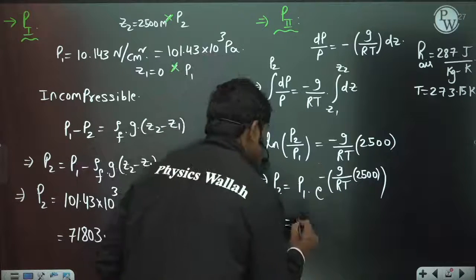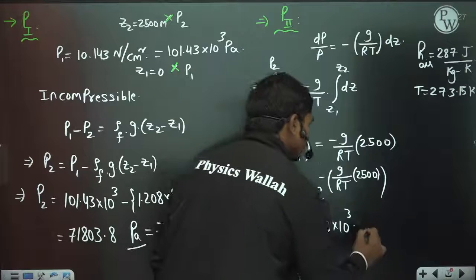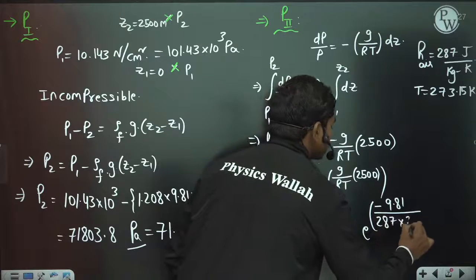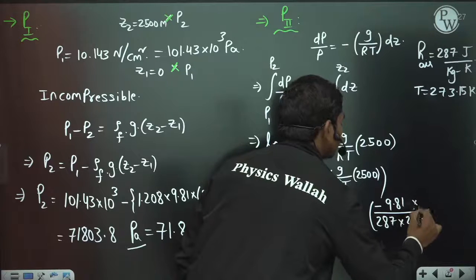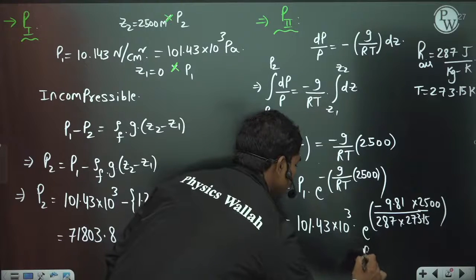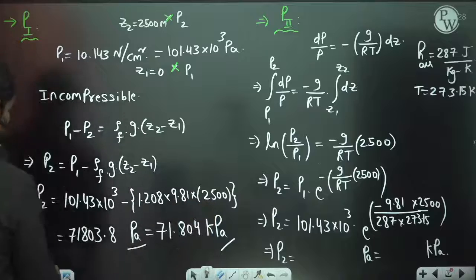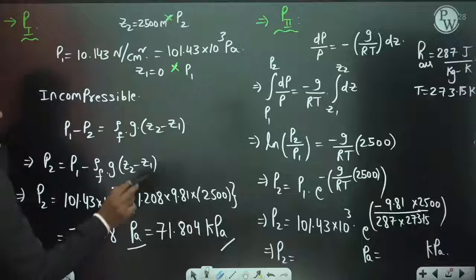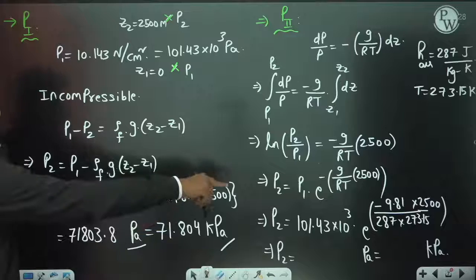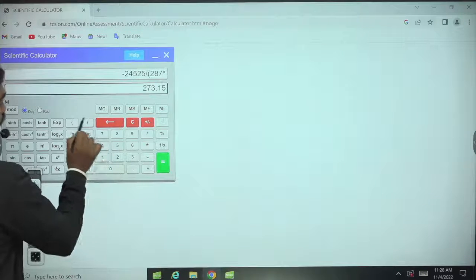P2 equals P1, which we converted to 101.43 into 10 cube, times e to the power minus 9.81 divided by R value 287, temperature 273.15, multiplied with 2500. The answer will be in pascals, so we will convert into kilopascals. First, 9.81 into 2500 divided by 287 into 273.15. If you solve this, we have this value.